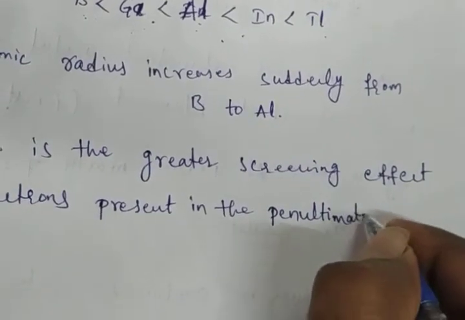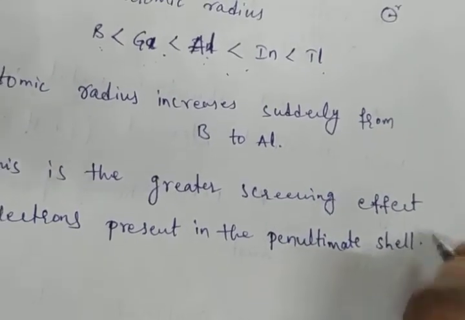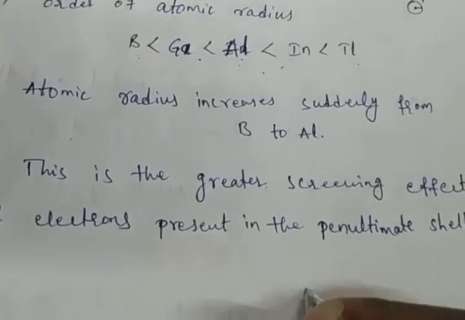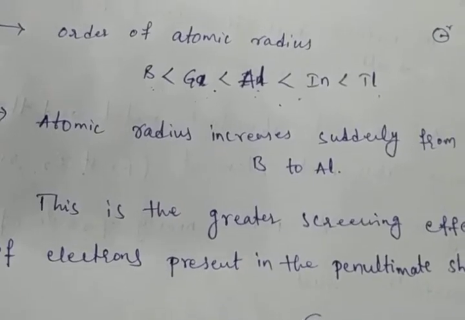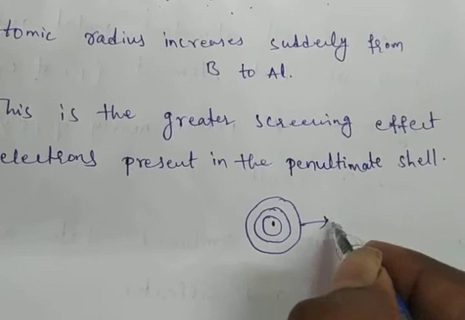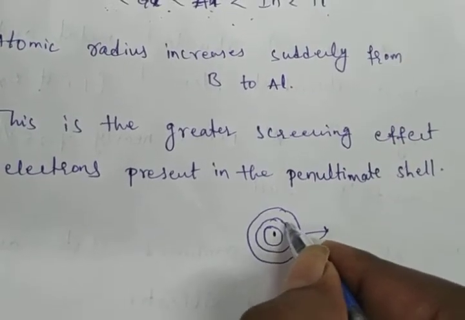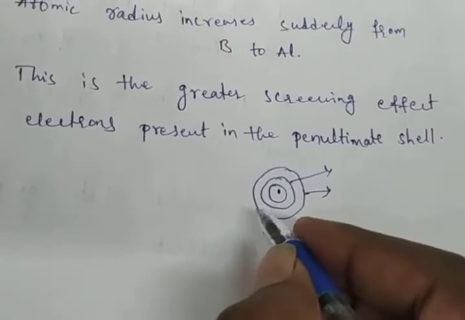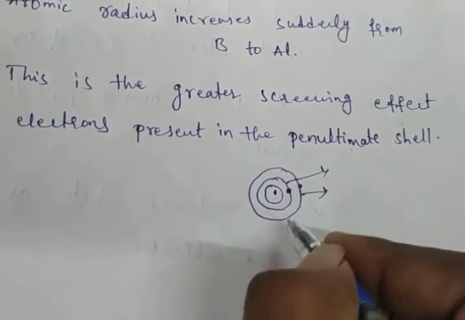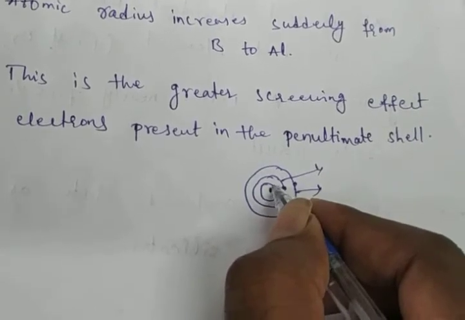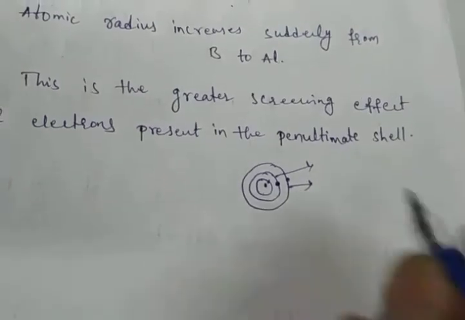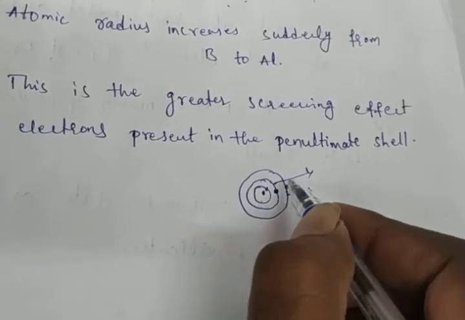Now, suppose this is the atom. This is the valency shell, and this is the penultimate shell. In the penultimate shell electrons are there, and in the valency shell also electrons are there. The inner shells, first shell, second shell, third shell also have electrons. Suppose this atom has 3 shells. So this is the valency shell, and this is the penultimate shell.